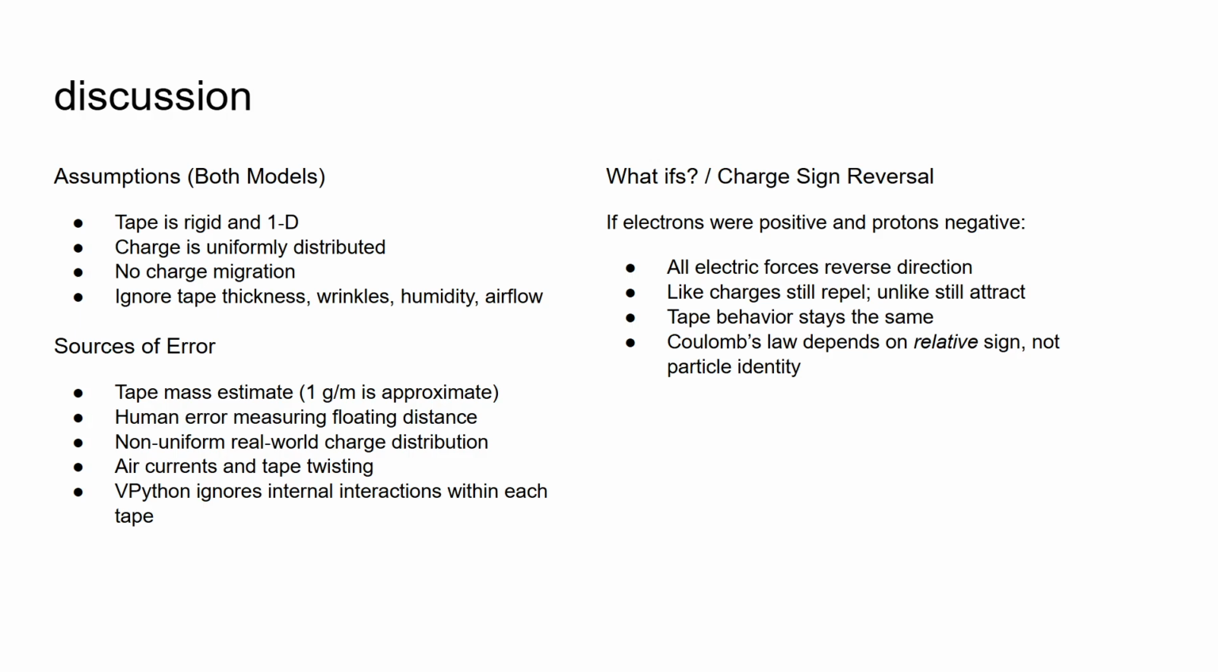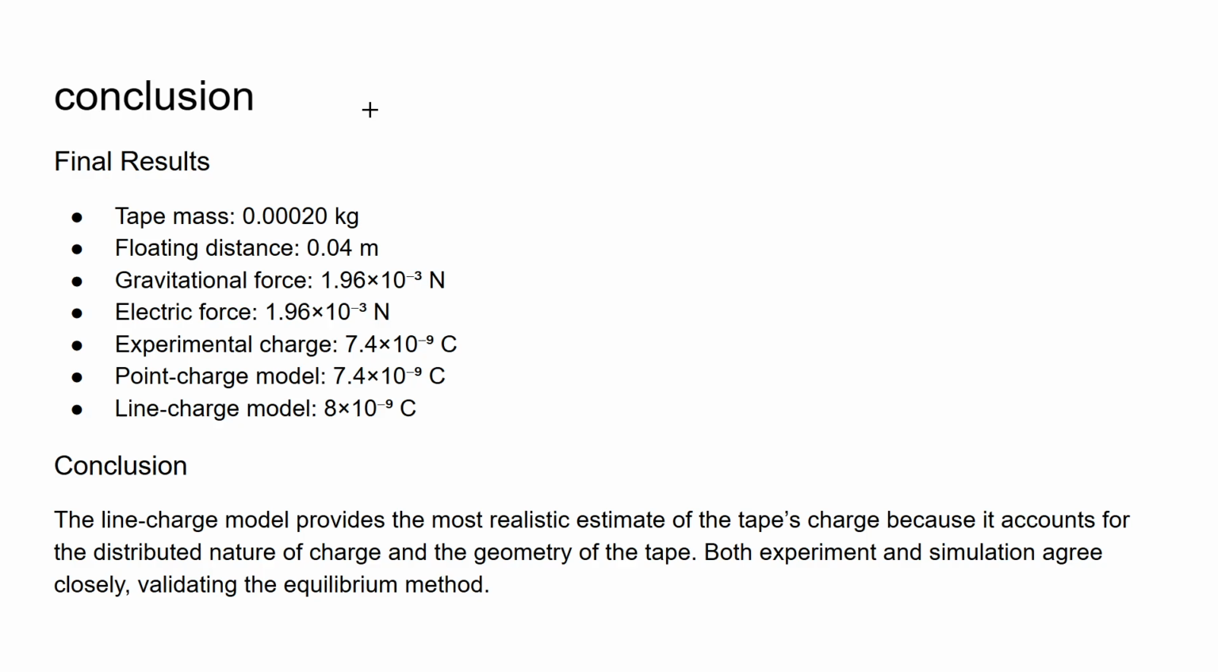What ifs? If the electrons were positive and protons were negative, all electric forces reverse direction. Like charges still repel, unlike charges attract. Tape behavior stays the same. And Coulomb's law depends on a relative sign, not particle identity.